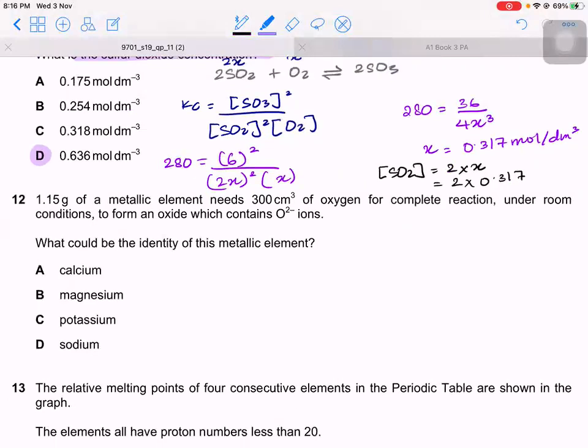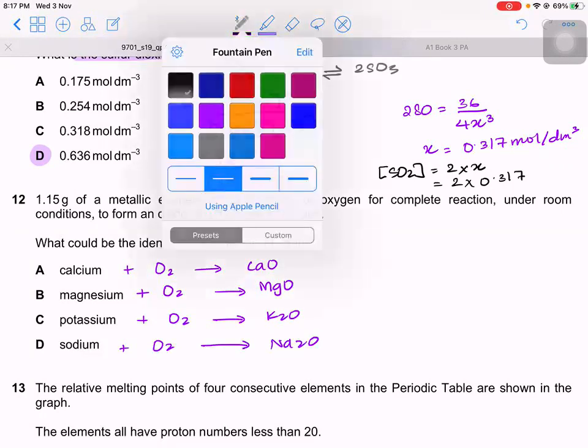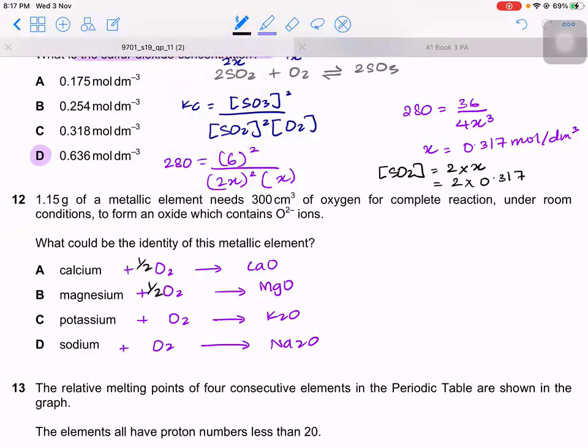1.15 grams of a metallic element needs 300 cm cube of oxygen for complete reaction. So let's see. Now let's convert these metal grams to moles. So calcium plus oxygen giving calcium oxide, magnesium plus oxygen giving magnesium oxide, potassium plus oxygen giving potassium oxide, sodium plus oxygen giving sodium oxide. Let's balance it. So this will be half, half. This will be 2 potassium and half oxygen, 2 sodium, half oxygen.